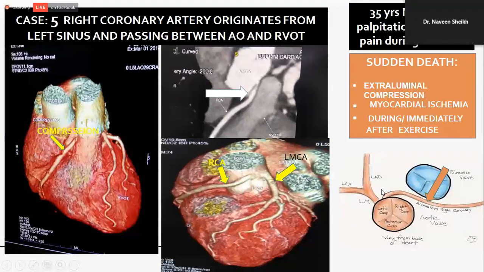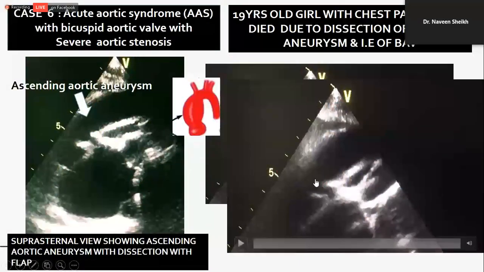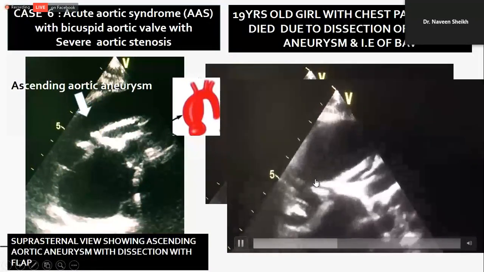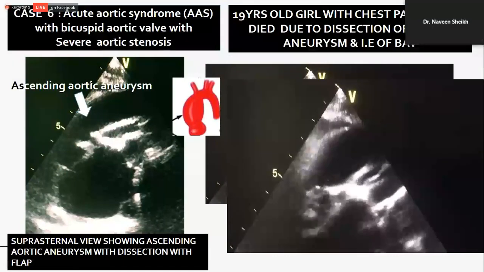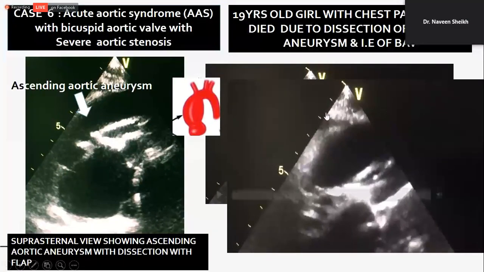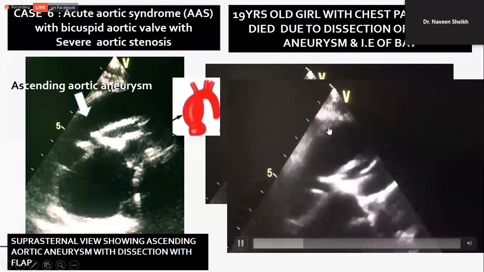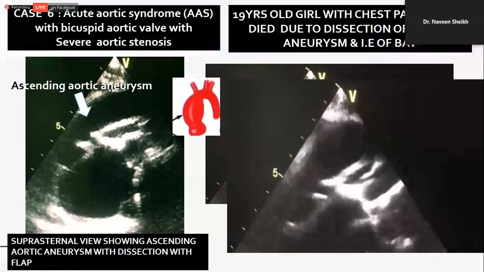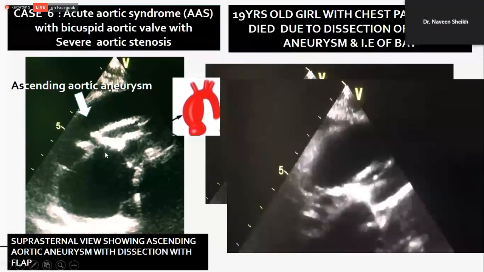My next case is a 19-year-old girl. She came with chest pain and fever. Here we can see the ascending aorta is dilated. She had bicuspid aortic valve with severe aortic stenosis, and a flap is also seen. So here the cause of death is aneurysm or rupture of the aneurysm.